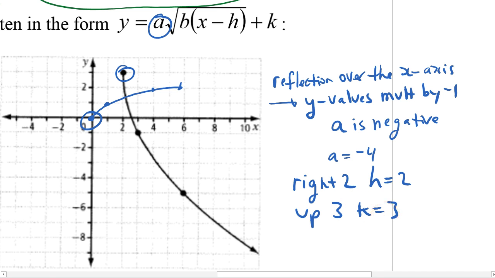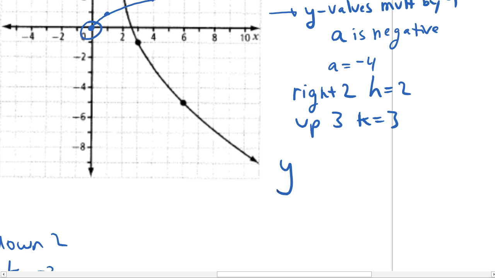Okay, so now I'm ready to put it all together. I can say y is equal to, so I got a negative 4 for my a value times the square root of x, now my h is 2, so x minus 2, and then outside of the radical symbol, plus 3.